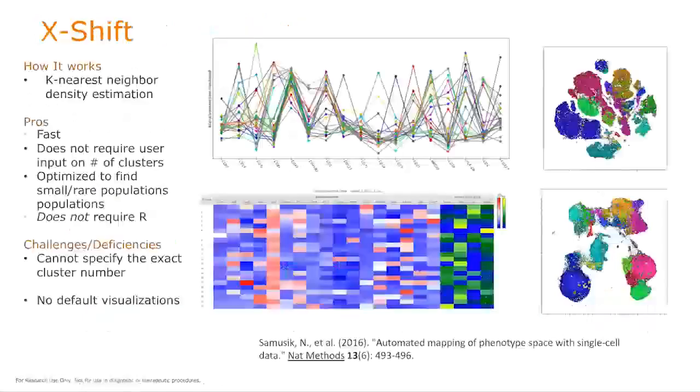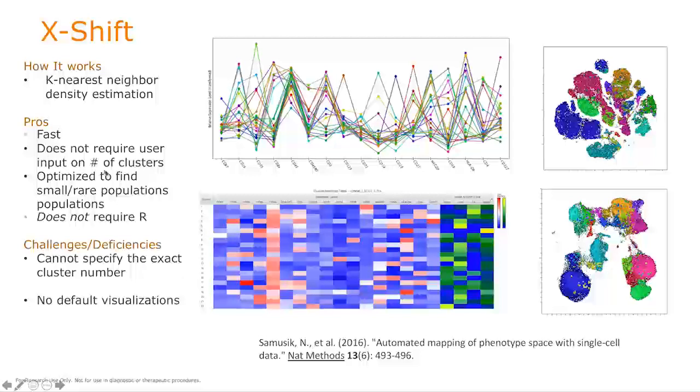And so I'm just going to go through each one. I'll talk about XShift first. It works with K nearest neighbor density estimation. I've got the paper reference right down here if anybody's interested in details. And to me, the big pro here is that it's relatively fast. It'll classify quite a number of events in a reasonable period of time, 30 seconds, a couple of minutes.